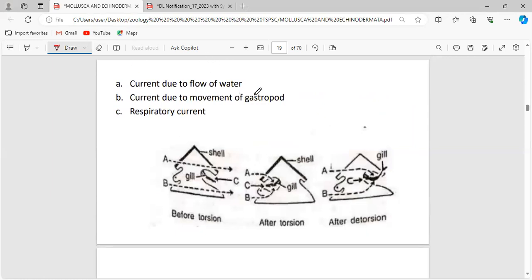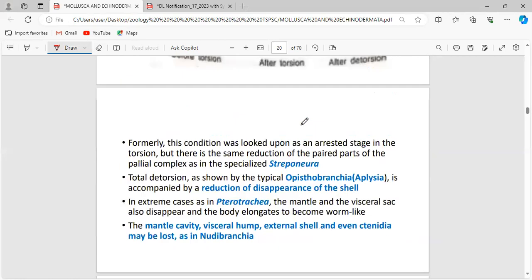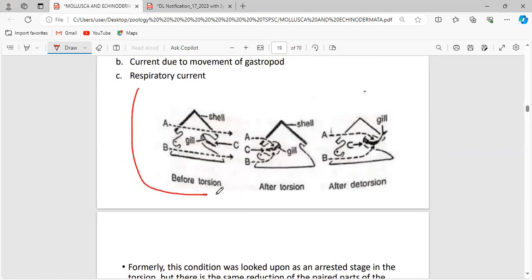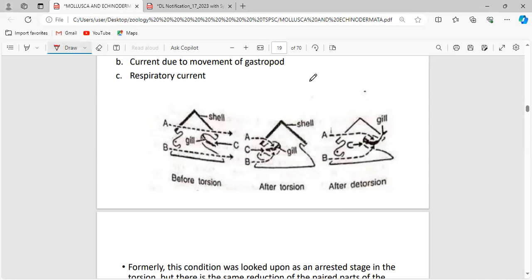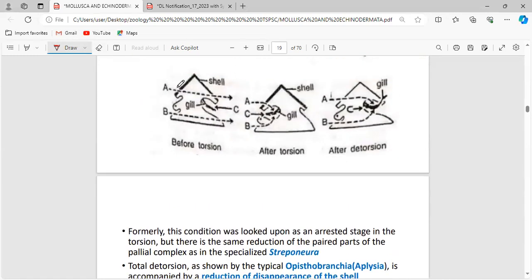Okay, fine. See, these are all the locations of the structures before torsion, after torsion, and after detorsion. Just listen to me. Initially, this was an inlet, and this was an outlet. Or we can say this as an inlet and this too as an outlet. Okay, this will be the initial.